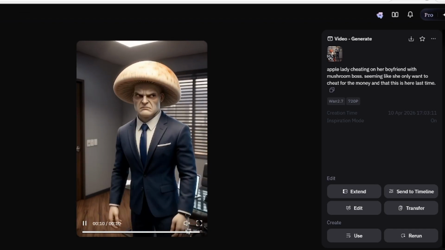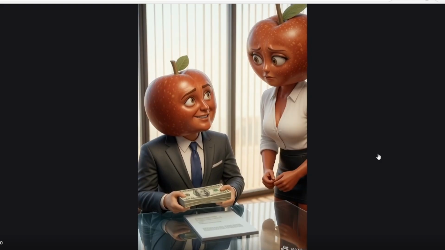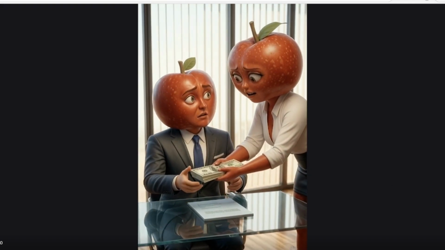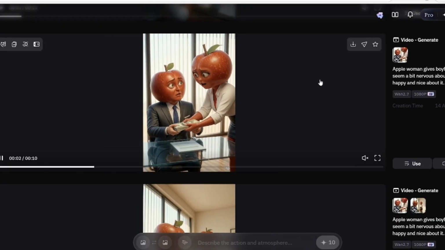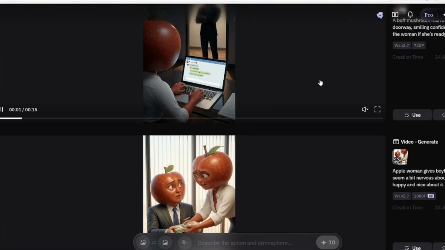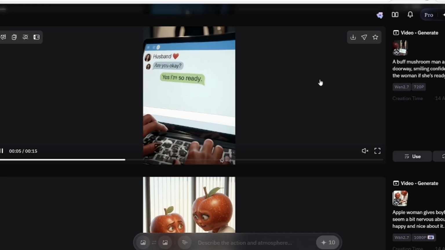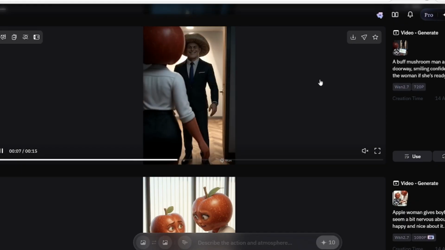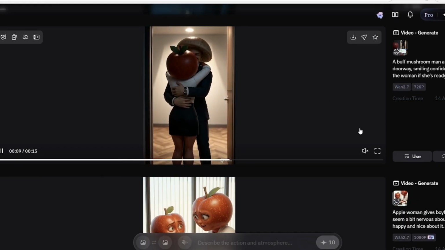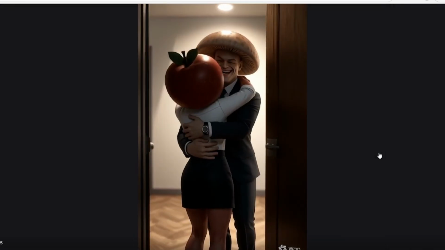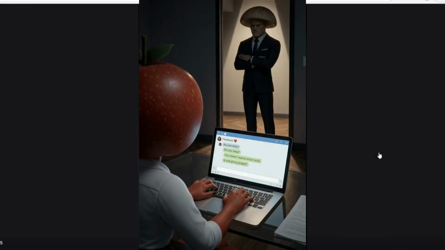Then I ran another clip from the images we made earlier through the sequence. This one's a little bit more lengthy prompt, but I said a buff mushroom man appears in the doorway, smiling confidently, and asks the woman if she's ready for the new role. She looks a little nervous, but clearly excited, then smiles and says yes. They walk towards each other and share a warm hug. Then there's some camera movements and everything like that is expressed here. This is what it created.